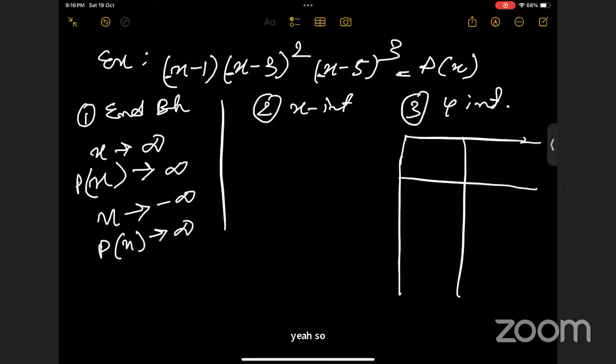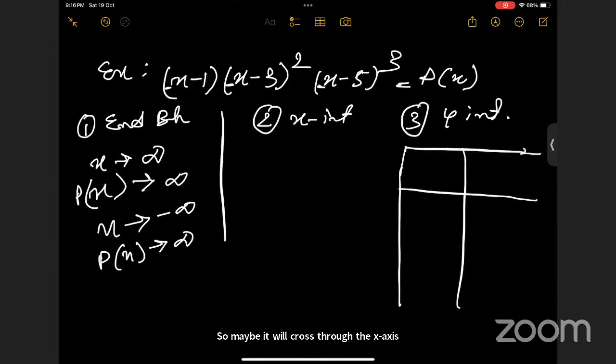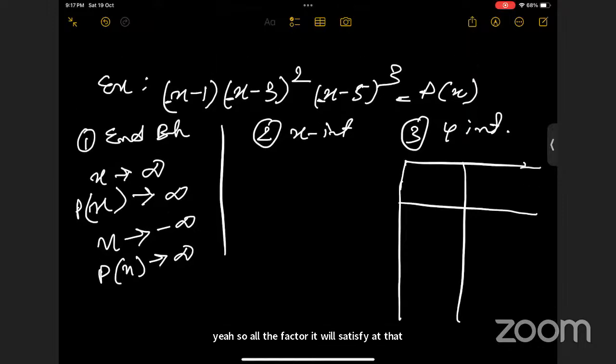Then when we are plotting everything, individually, for example x minus 1, if we consider it as power 1, it will cross through the x-axis. If you are seeing individually also, the intercept will be satisfied at that point, right? Yes. So all the factors will satisfy at their points, and if we multiply them together, then we will get the polynomial.